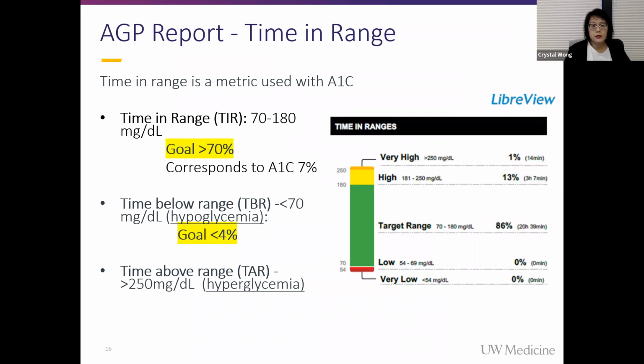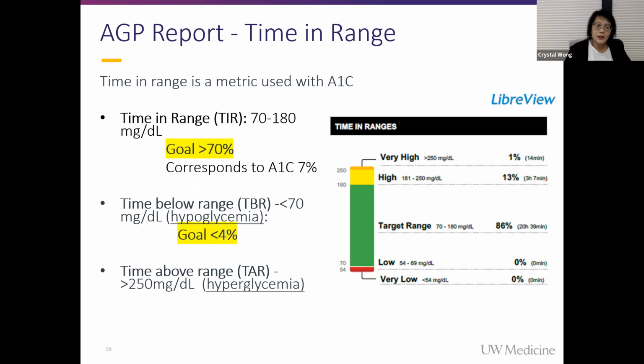So first let's look at the time in ranges, which I think is a really helpful visual. For time in range, with a target of 70 to 180, for good diabetes control you want to target greater than 70%, and 70% corresponds to an A1C of 7%. That's what it looked like in the validation trials for this device. For time below range, your goal is less than 4%.